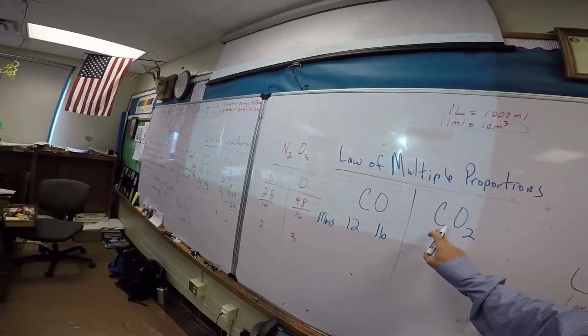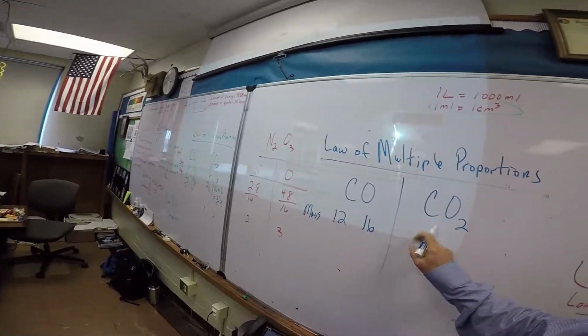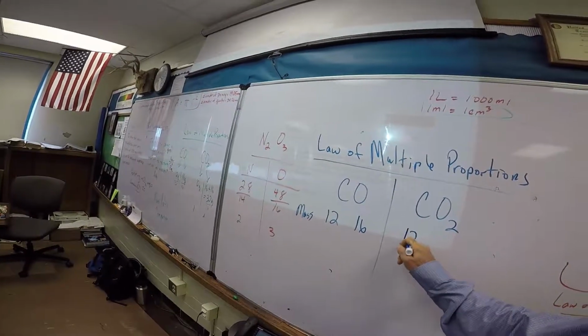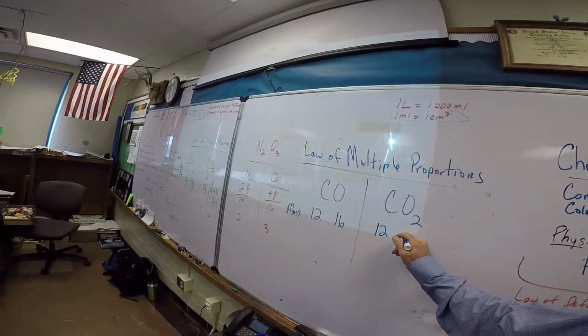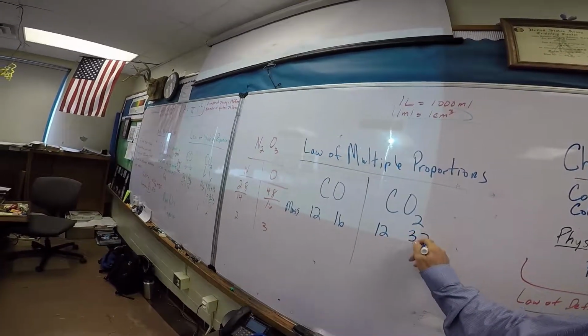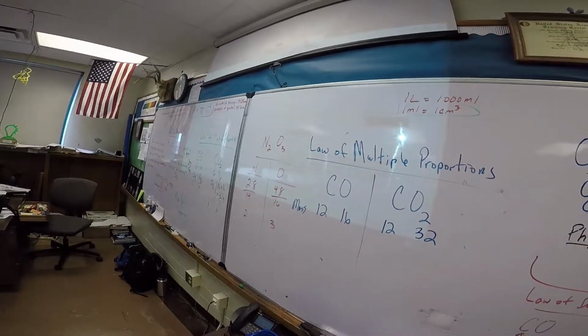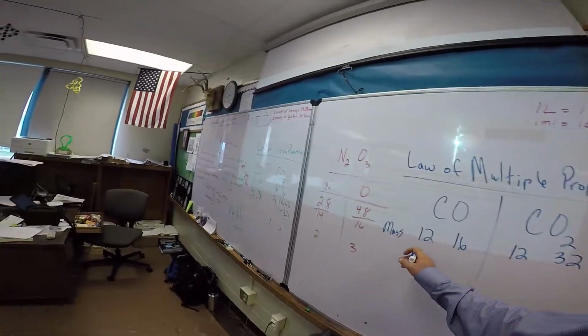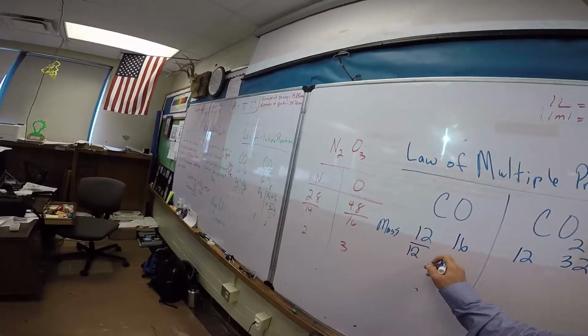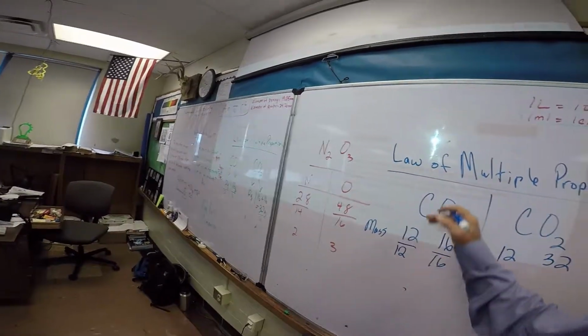And here we have a carbon, so its mass is 12. And we have two of them here, so what's 16 times 2? 32. Does everybody see that? Now, so we go back, we know the mass of carbon is 12. We know the mass of oxygen is 16.